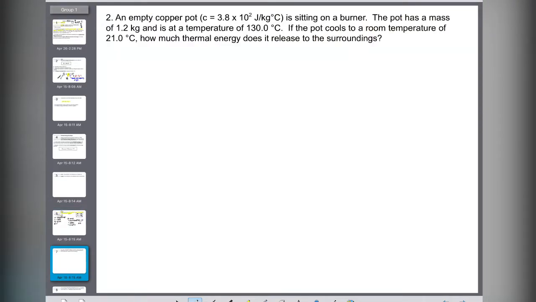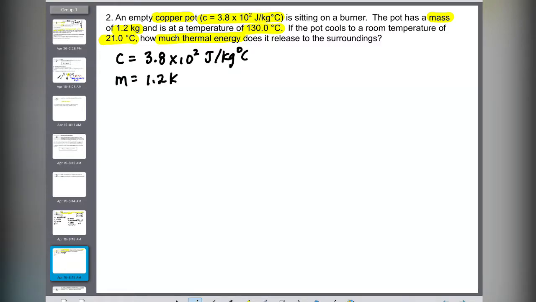Okay, question 2. An empty copper pot. They already gave you the specific heat capacity. The pot has a mass of 1.2 kilogram, in proper SI unit already, and it is at a temperature of 130 degrees. If it was to cool to the room temperature of 21, how much thermal energy? So c is 3.8 times 10 to the 2. Notice it's a lot smaller than water because it's a good conductor, meaning it doesn't require as much heat to raise or drop the temperature.